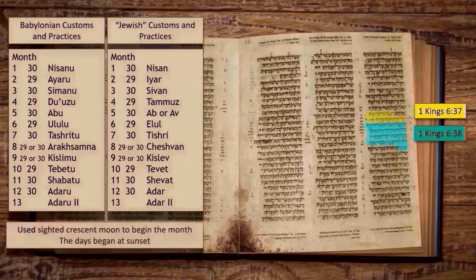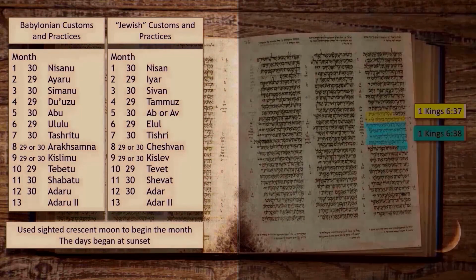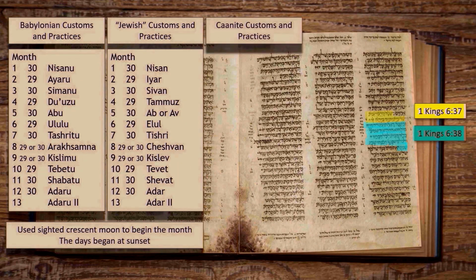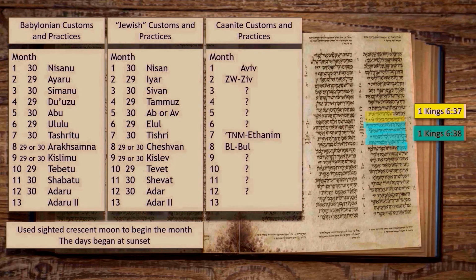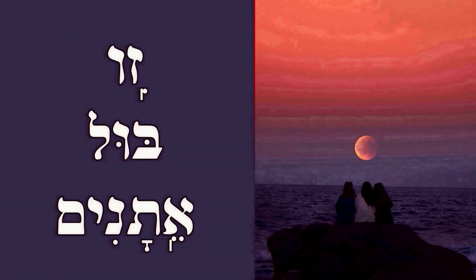They also used the sighted crescent moon to begin the month, and they shared the common belief that the day began at sunset. We also have a few names from the Canaanite customs that were retained, and we find them in Scripture, and those are Aviv, Ziv, Ethanim, and Bual. But were they month names or were they moon names?